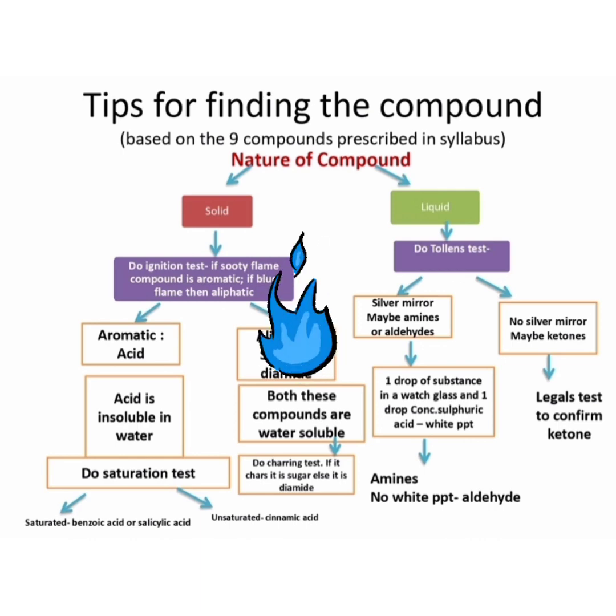In case you are getting a non-luminous flame, then definitely test for solubility. It may be soluble. If it is soluble and giving a non-luminous flame, it should be either a sugar or a diamide, because these are compounds which are soluble in water. Then do the charring test. If it chars, then it is a sugar. If it doesn't char, it is a diamide. If it chars, you will get a burnt sugar smell, and that itself is a confirmation for sugar, else it may be a diamide.